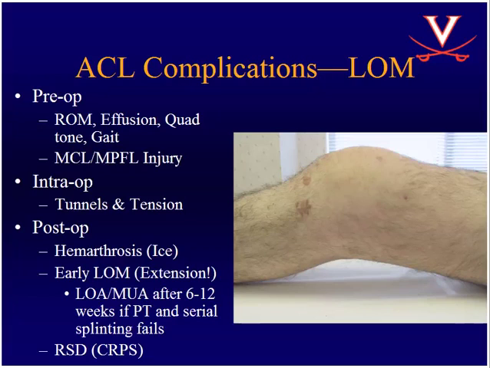Intraoperatively, make sure you put your tunnels in the right location. Postoperatively, control the hemarthrosis, either with a drain or ice. Early loss of extension is a problem. And if that's a problem, you have to do serial casting, physical therapy. If that fails, you may have to do manipulation under anesthesia and lysis of adhesions about the 6 to 12-week part. Be aware also of RSD, which is a devastating problem, also called complex regional pain syndrome now. Whenever we can't figure something out completely, we just rename it and that solves the problem. So we now have complex regional pain syndrome.